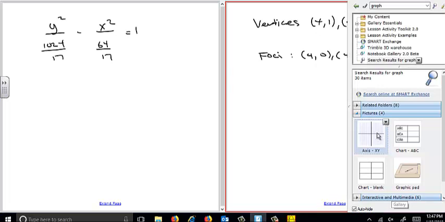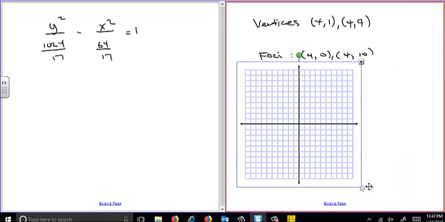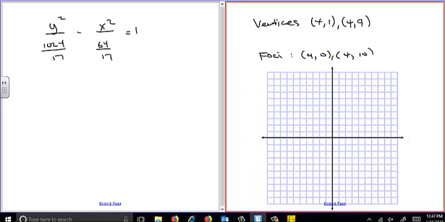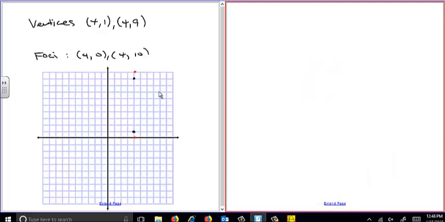Okay, so let's plot these things out and see where we're going. Just looking at the numbers is not really going to help me too much. It's just too confusing. Okay, vertices are 4, 1 and 4, 9. So there's the vertices. The foci are 4, 0 and 4, 10. So hopefully you see that it's a vertical transverse axis.